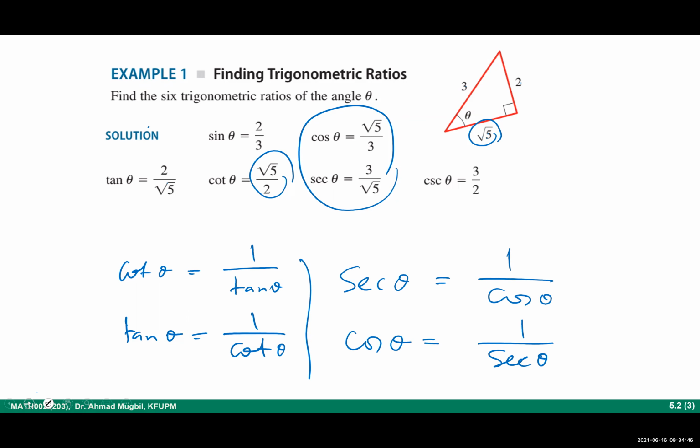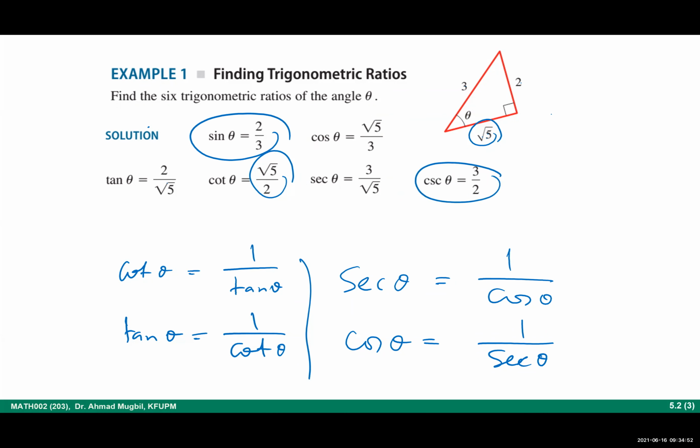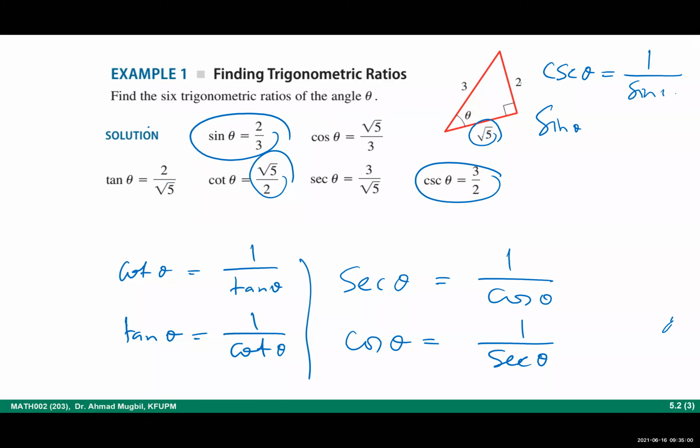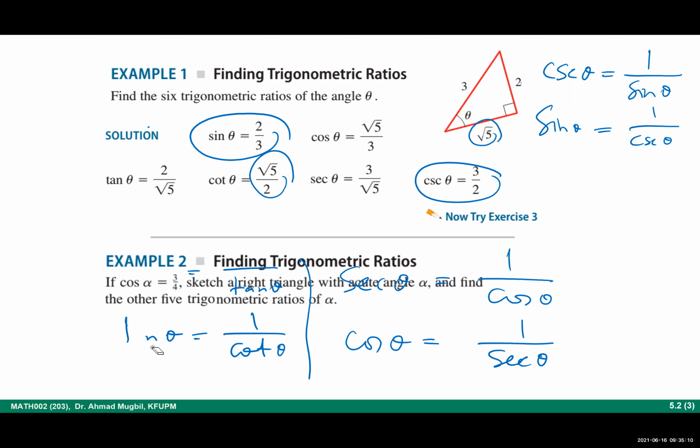If you continue, cosecant is 3 over 2. Look at this. Also, sine theta and cosecant theta are reciprocals of each other, not inverses. Clear? Let's take another example, and this is an interesting example.